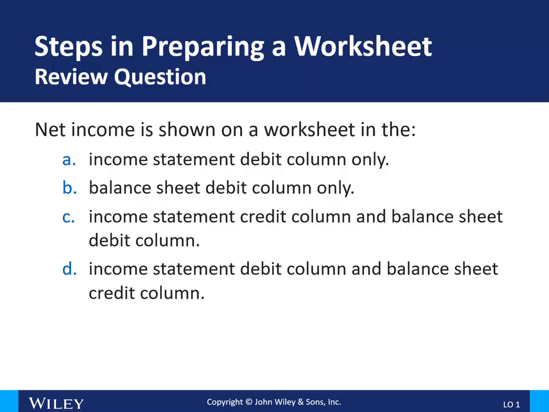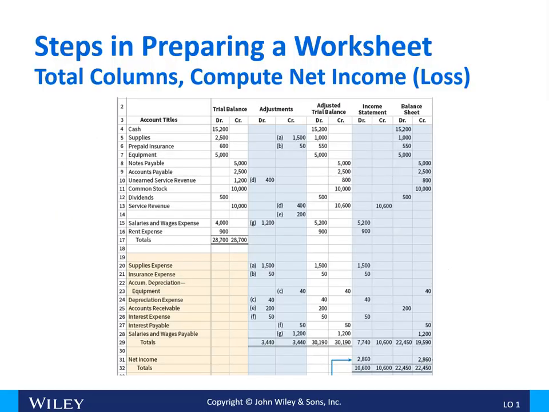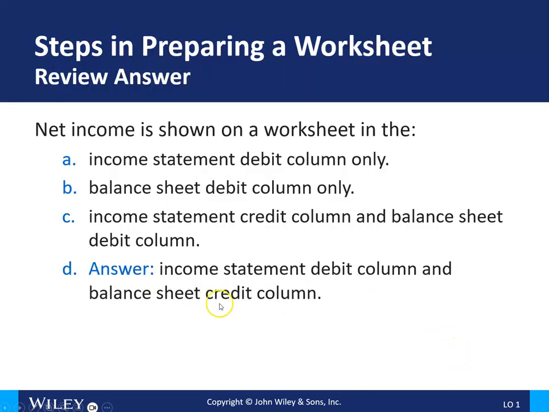Review question. Net income is shown on a worksheet in: income statement debit column only, balance sheet debit column only, income statement credit column and balance sheet debit column, or the income statement debit and the balance sheet credit. We'll go back one to refresh ourselves on what we did. Net income is here. It's a debit on the income statement. It's a credit on the balance sheet. So our answer is D, income statement debit column, balance sheet credit column. Again, that's for net income. A net loss would be the opposite.